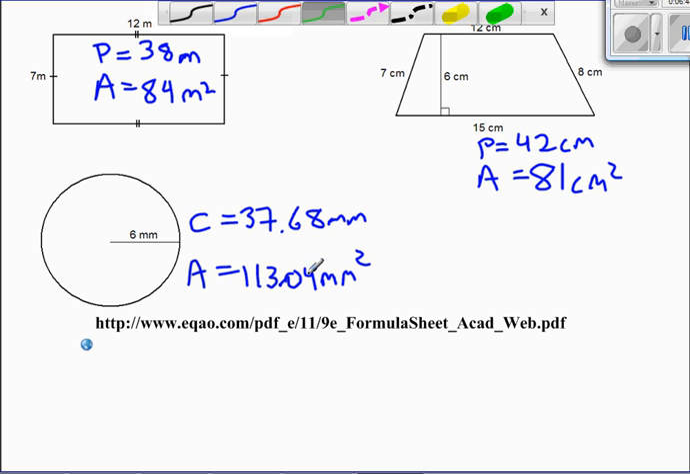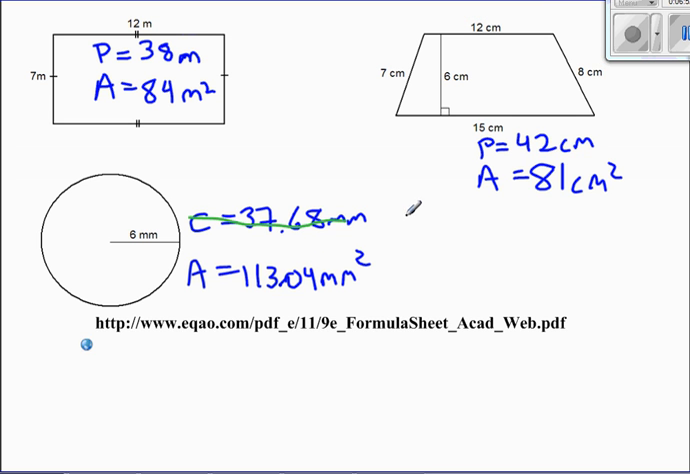But as a general rule for this unit, you should round to 1 decimal place. So my answer for circumference should really be 37.7 millimeters, and my answer for area should really be 113.0 millimeters squared. Again, make sure that you are rounding to 1 decimal place, and if you need any assistance with rounding, please come visit someone in the math office because it's a very important skill that you're going to have to use throughout this unit.